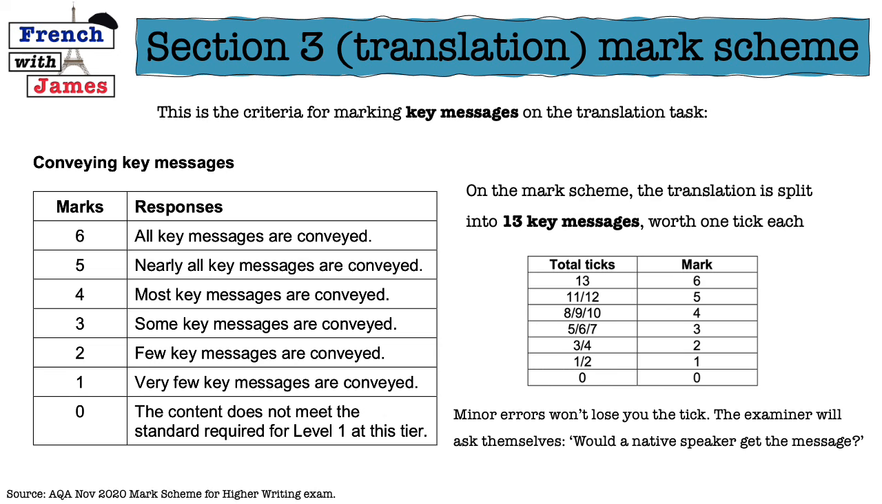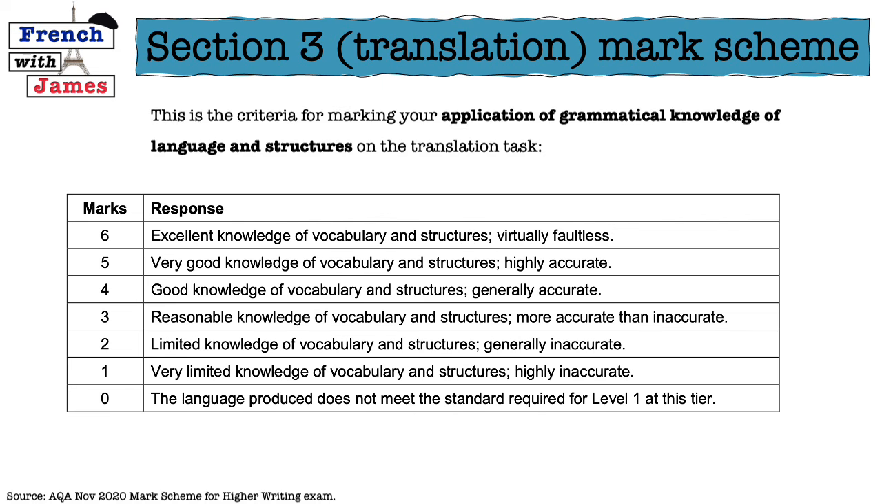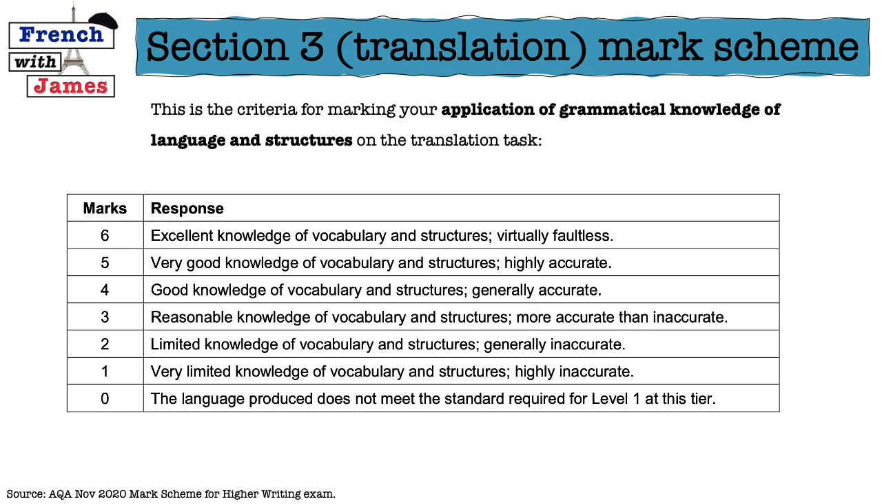For the application of grammatical knowledge of language and structures, this is the criteria the examiner will use. So for this one, to get 6 out of 6, you need to show that you know your vocab, you know your grammar, you've got your spellings, you've got your accents, and it's virtually faultless.